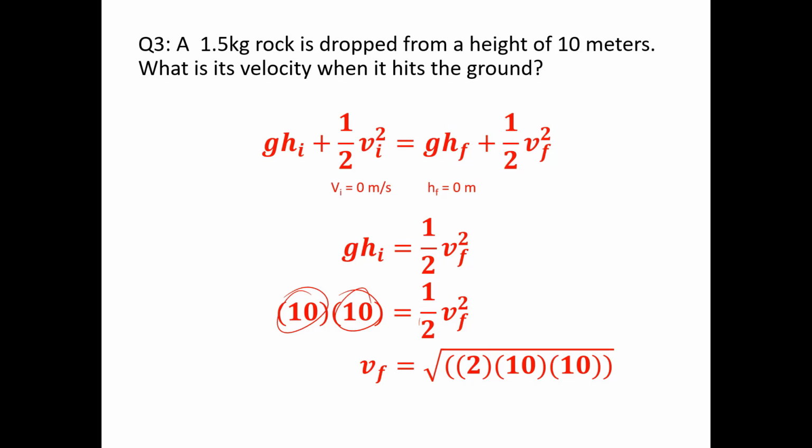When you rearrange this, you have to multiply out the 2 from both sides. That gets rid of this. You have to take the square root of both sides to get rid of that, and you end up getting this right here. And your answer there is going to be 14.14 meters per second.